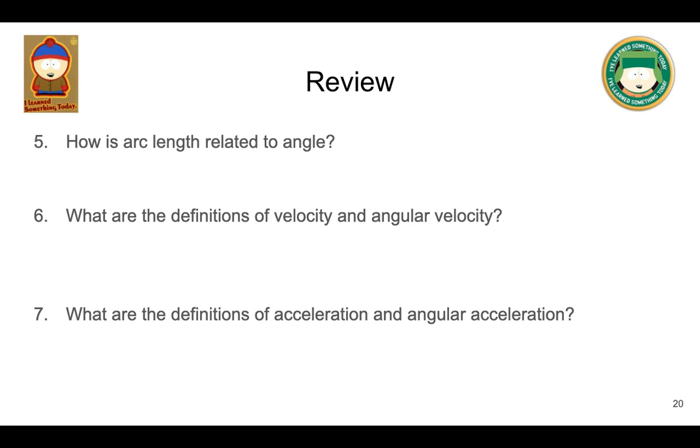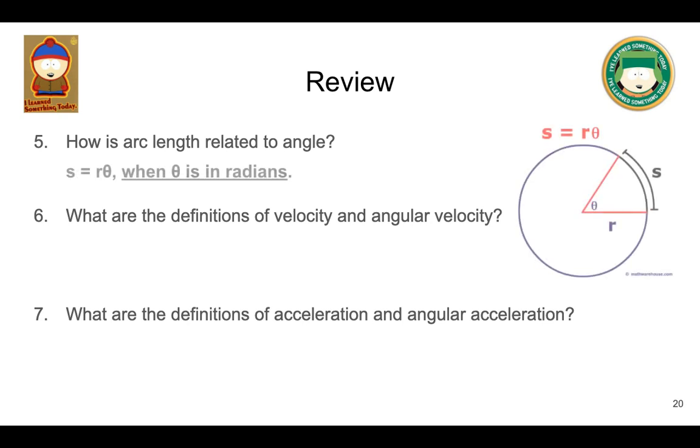How is arc length related to angle? This is the kind of formula that will always be on the footer of your homeworks and everything like that, but worth memorizing. Arc length s is equal to r theta, and I've said it a million times through this video, but it's worth emphasizing. This only works when theta is in units of radians. This is not true if theta is in degrees. You have to have your theta in radians.